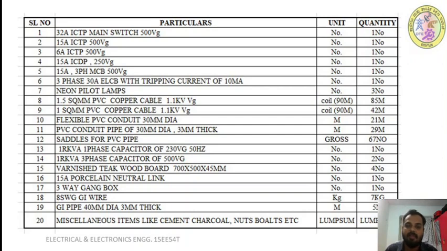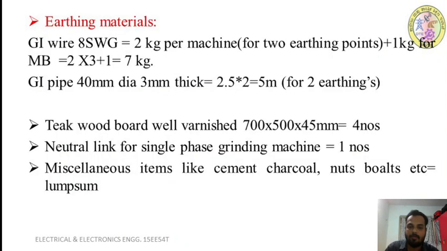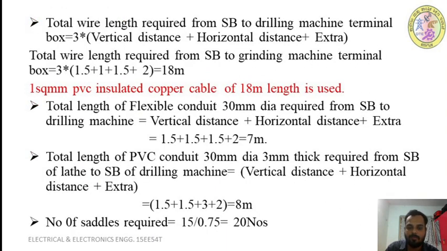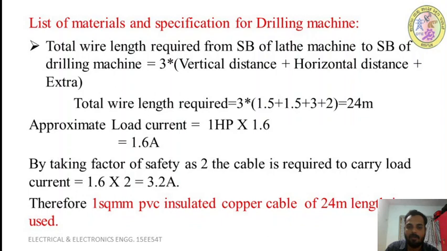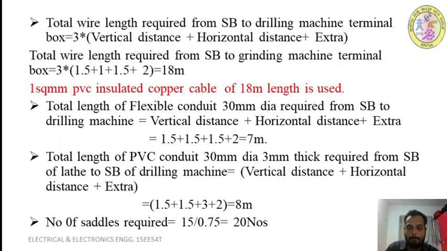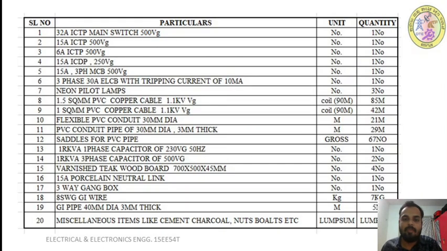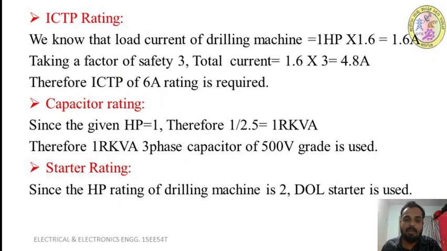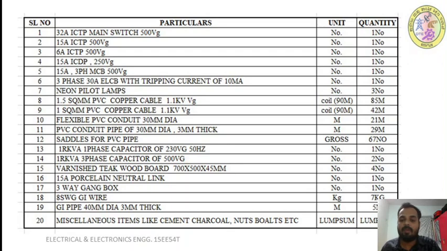Next, 6 ampere ICTP. We are using it in the drilling machine, right? Sorry, that 6 ampere ICTP is required for the drilling machine. See here, this is required for the drilling machine. Next, 15 ampere ICDP. This is required for the grinding machine. DP means single phase supply, so we are using ICDP.